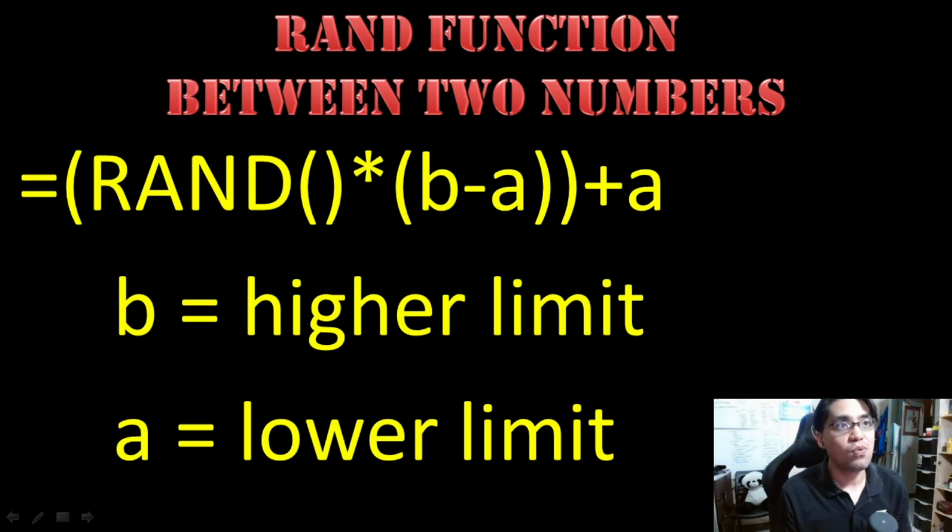So for example, if you want to have a random number between 1 and 10, then you have here RAND times B is 10, A is 1. Sorry, did I say 1 and 10? Yeah. B is 10, A is 1, and then plus A, which is another 1.